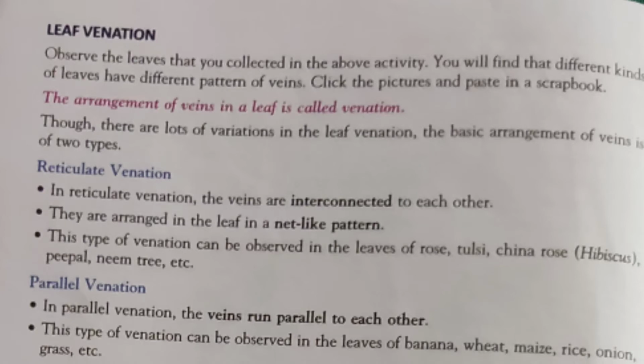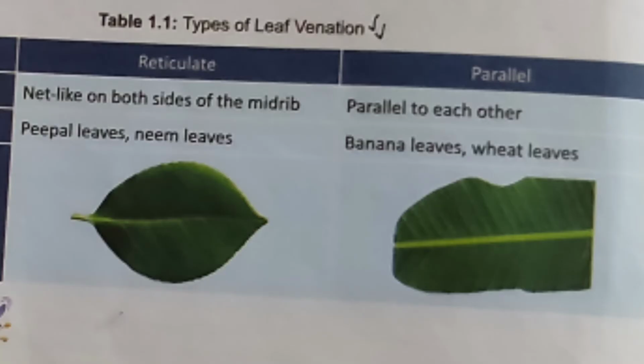In reticulate venation, the veins are interconnected to each other. They are arranged in the leaf in a net-like pattern. This type of venation can be observed in the leaves of rose, tulsi, china rose, hibiscus, peepal, neem tree, etc. Parallel venation. In parallel venation, the veins run parallel to each other. This type of venation can be observed in the leaves of banana, wheat, maize, rice, onion, grass, etc.